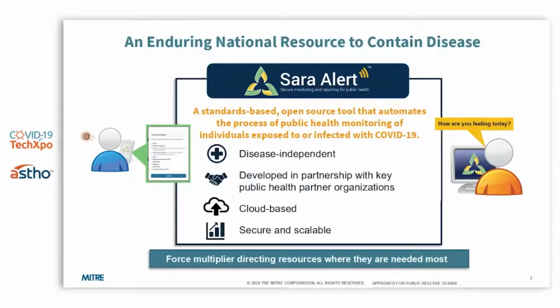And SARA Alert is a standard-based open source tool, and it automates the process for public health of monitoring individuals who are exposed to or infected, in this case, to COVID-19. But importantly, it is disease agnostic, disease independent, and can be easily configured for other uses. The tool, again, easily configured so it can be stood up day one of future pandemics or monitor our day-to-day outbreaks that we have.